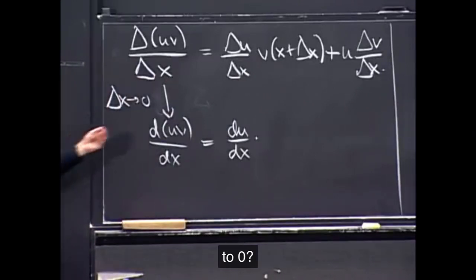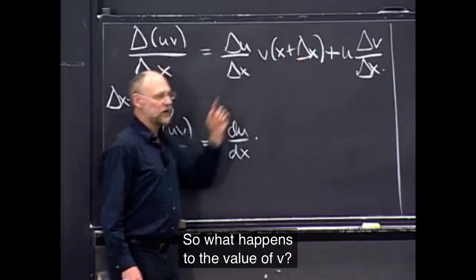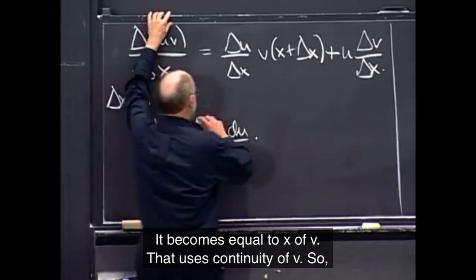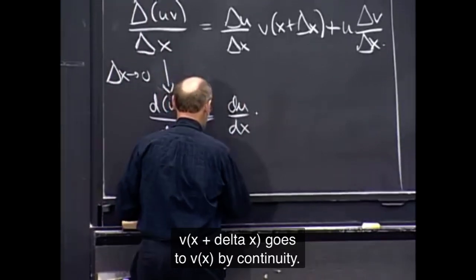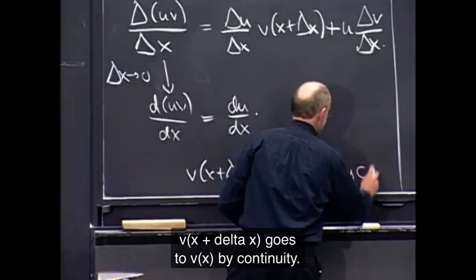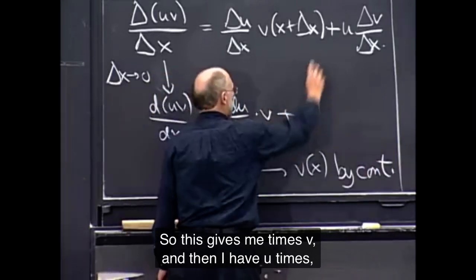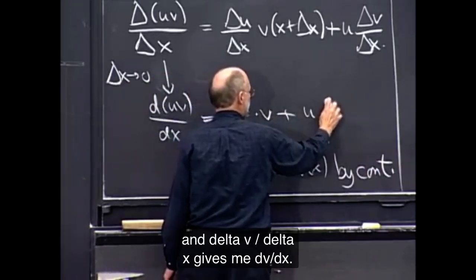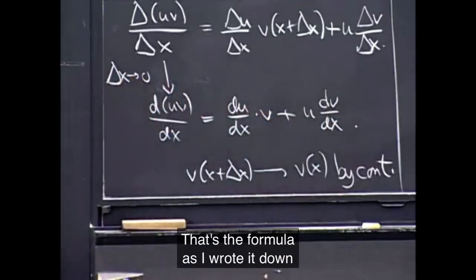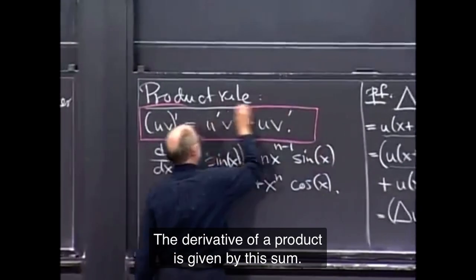So I'm getting closer and closer, so this quantity is getting closer and closer to x. So what happens to the value of v? It becomes equal to v of x. That uses continuity of v. So v of x plus delta x goes to v of x by continuity. So this gives me times v, and then I have u times, and delta v delta x gives me dv dx. And that's the formula. That's the formula as I wrote it down at the beginning over here. The derivative of a product is given by this sum.